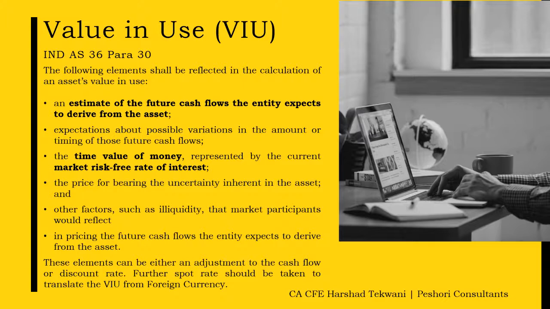The price for bearing the uncertainty inherent in that asset. So for example, if there is some risk or uncertainty in that asset, then I need to recognize that also. Other factors such as illiquidity that the market participant would reflect. So for example, let's say aircraft. I know that aircraft are very costly. So I know there can be a huge issue while buying and selling an aircraft, or also while using the aircraft, because of the market condition, there can be issues. So I need to consider all those requirements.